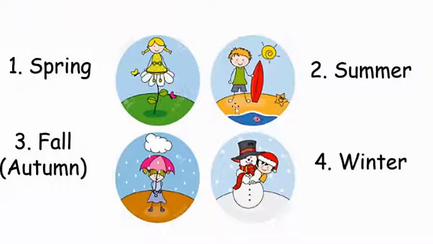And in summer, it gets even hotter, and we go to the beach, and it's warm. And then over here in fall, also called autumn, well, it starts to rain and it gets cloudy. And then in winter, we often see in storybooks kids building snowmen and really cold weather.